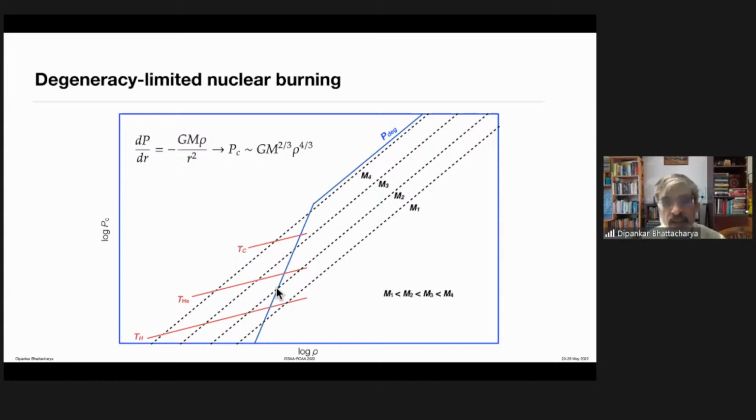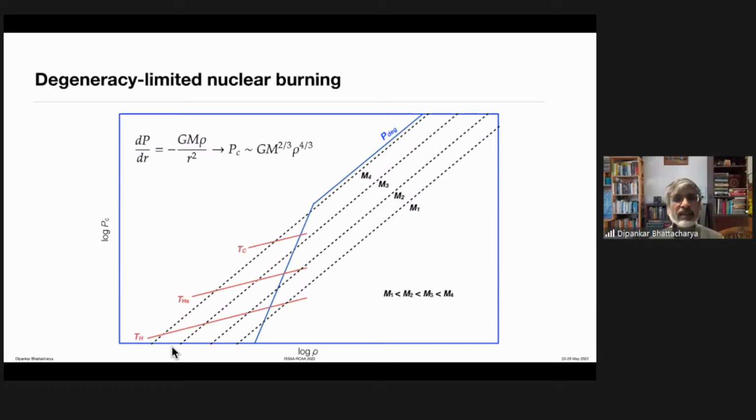Now, if this degeneracy pressure support occurs before crossing the temperature where helium could have ignited, this core will never ignite helium because this support is eternal. So the star doesn't need to contract anymore to find support. It will be there forever. This will end its life as a helium white dwarf. It will never ignite helium.